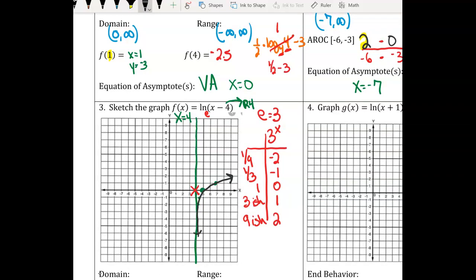Here we go. All right, go in for the arrows. First arrow, infinity, infinity. And the second arrow is for negative infinity.